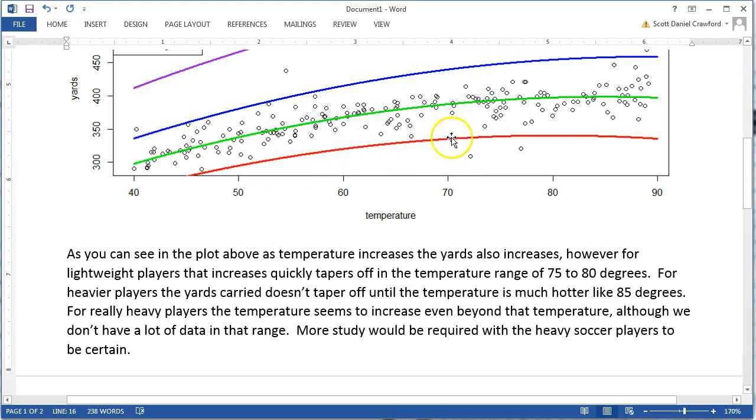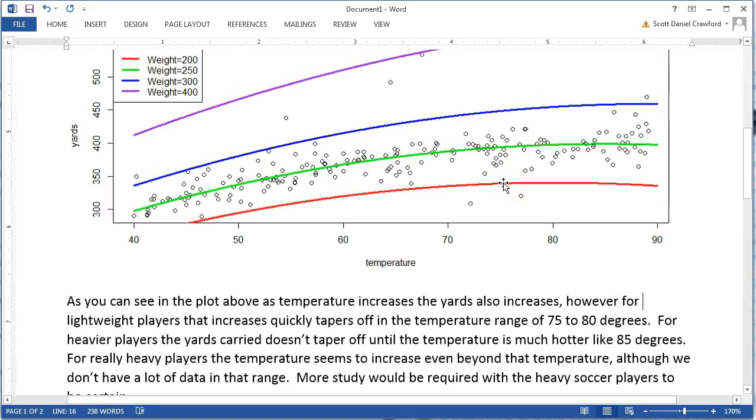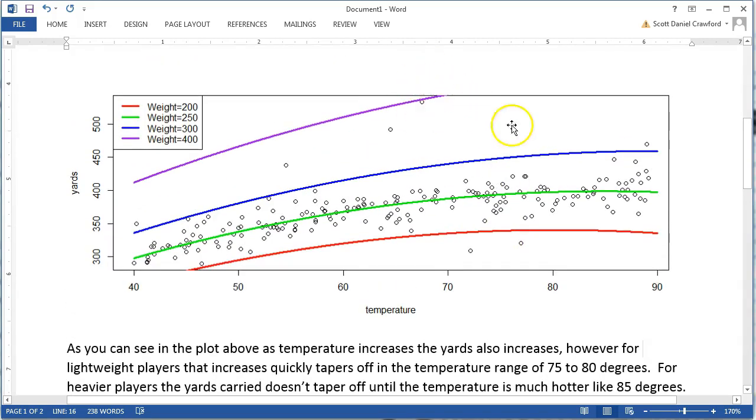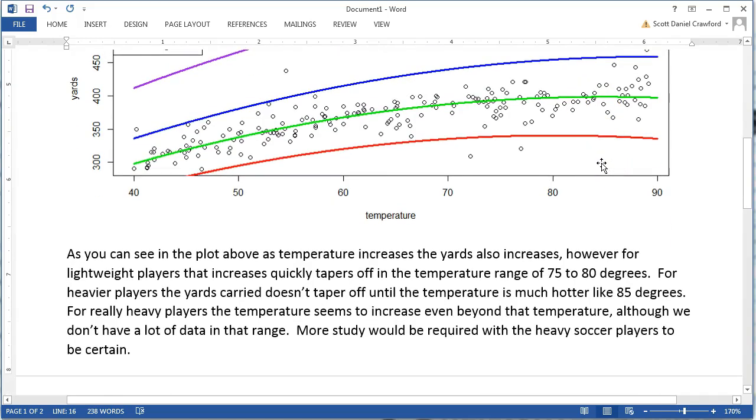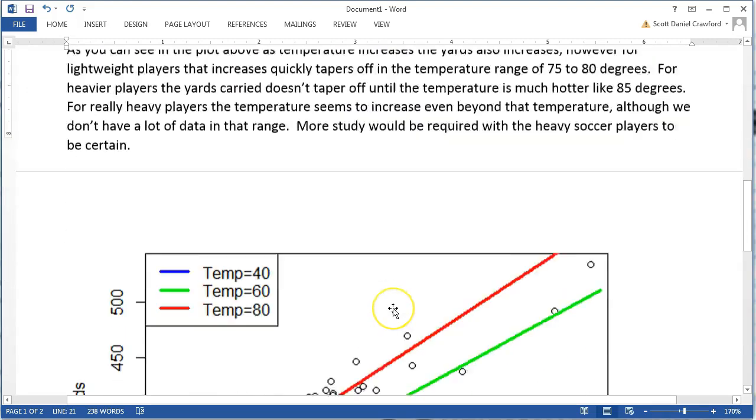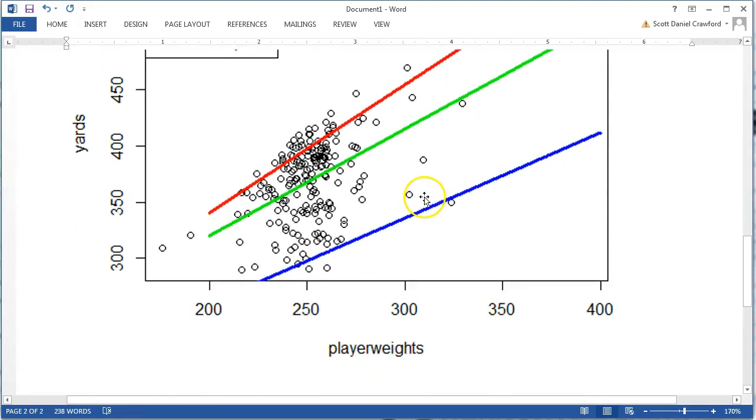So I'm going to mention how it tapers off for the lightweight players. For the heavier players, it doesn't taper off till later. And for the really heavy players, it seems like maybe it doesn't taper off, although we don't exactly have data beyond this point here. So we would need more study, which clients love to hear because more study means another grant proposal.